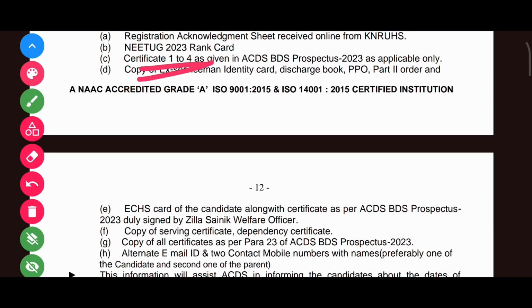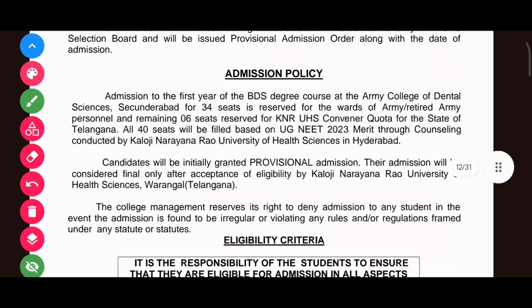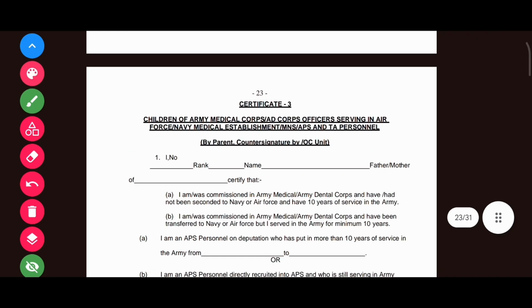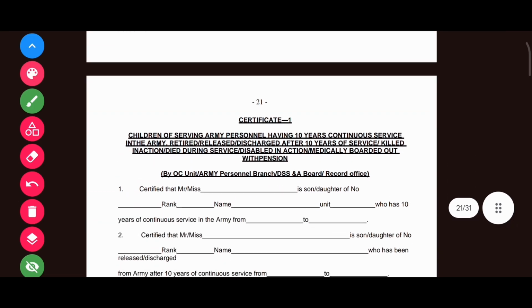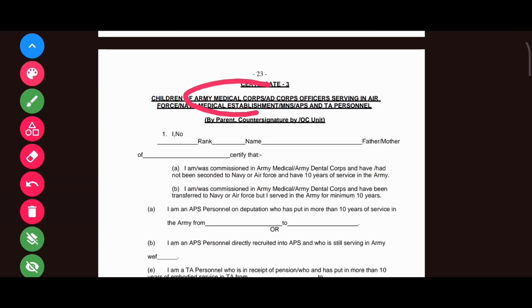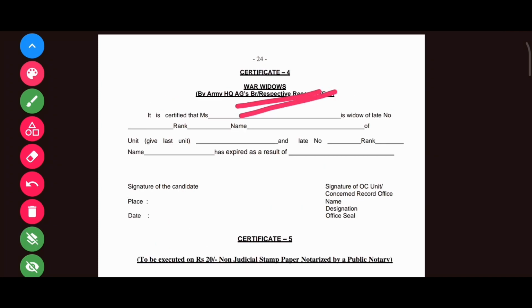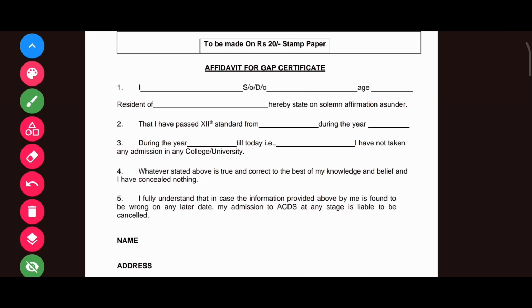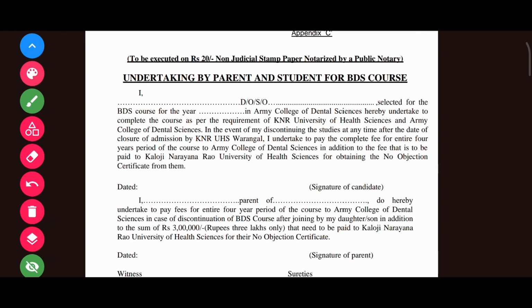Now I'll show you those 1 to 4 certificates that these people have been talking about. The certificate of children of serving army personnel, then for the children of AMC or ADC, then for the war widows. Then this is the medical certificate that I was talking about, and this is the affidavit or the gap certificate if you have taken any drops after your 12th. This one is another undertaking, that is the bond.